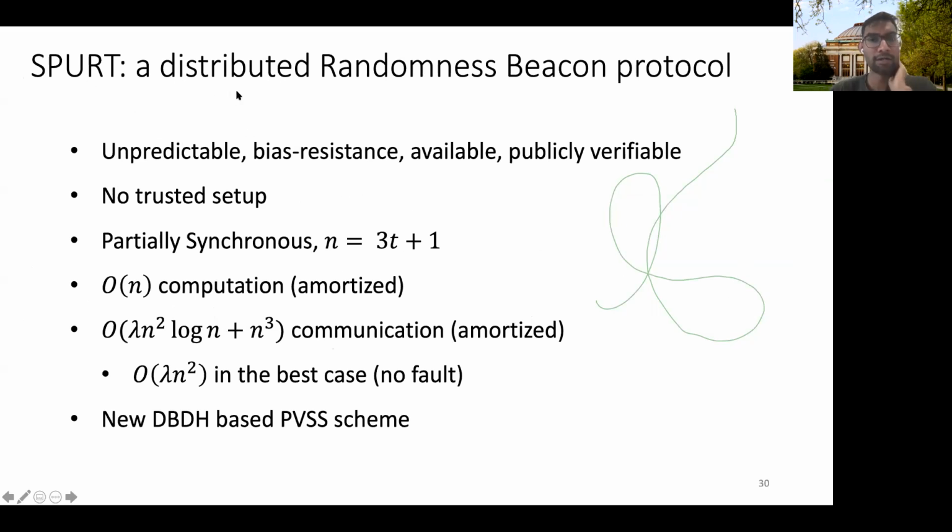So this is the summary. We did SPURT, which is a distributed randomness beacon. It provides the properties that we want: unpredictable, bias resistance, available, and publicly verifiable. It doesn't require a trusted setup, but you should note that it requires a PKI and an initial random string. It's partially synchronous. It has order n computation, amortized, and communication lambda n square log n plus n cube, which is again amortized. In the best case, we get lambda n square.